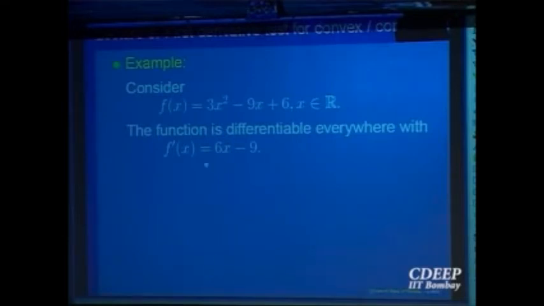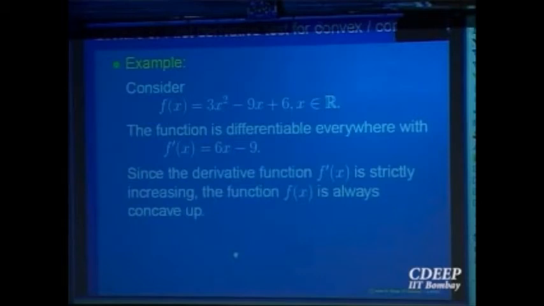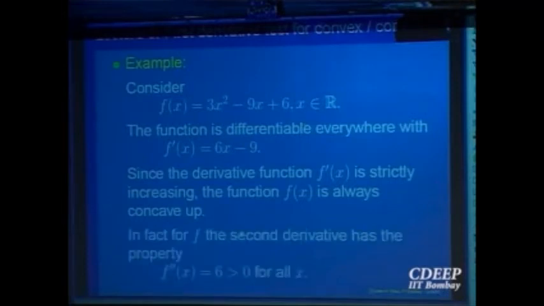Find the derivative, that is 6x minus 9, and look at the second derivative, right? So the derivative function is strictly increasing because f prime is 6x minus 9. That you can say is strictly increasing. So hence the function is, right?